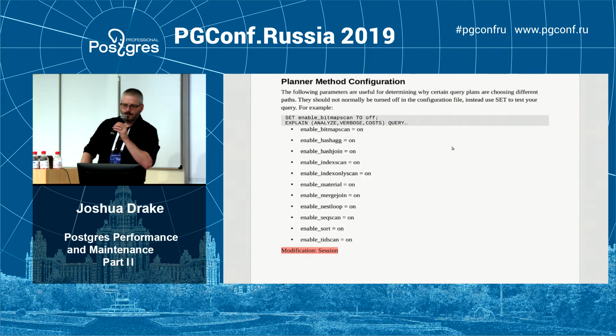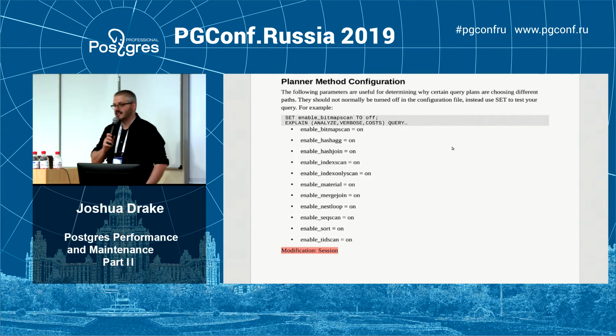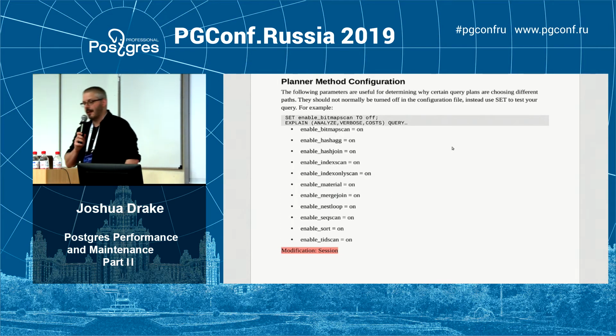Okay, planner method configuration. The following parameters are useful for determining why certain query plans are choosing different paths. They should not normally be turned off in the configuration file. Instead, use set to test your query. For example, set enable_bitmapscan to off, explain analyze verbose costs query.